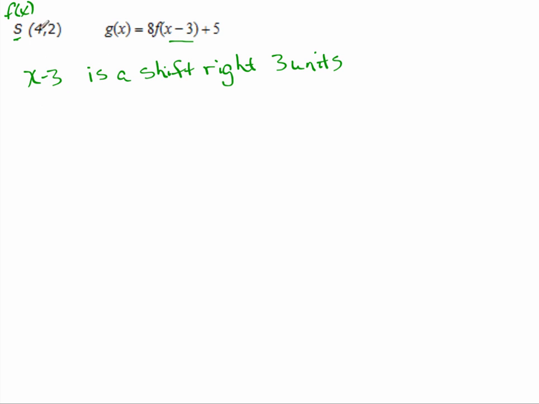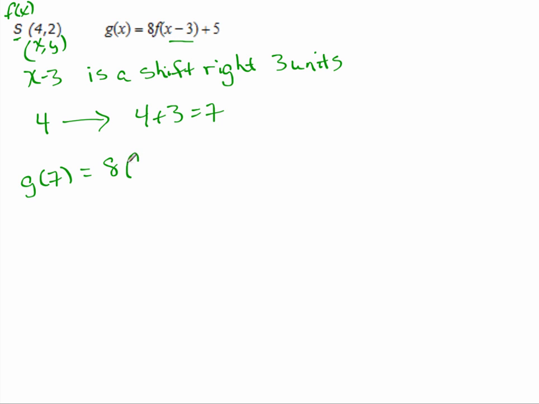So if I take the point 4, 2, where this is my x value and this is my y value, what happens to 4? 4 under g becomes a shift to the right 3. So we're going to add 3. So my new x value is going to be 7. Next, I want to evaluate g at 7. Let's see what happens there. This is going to be 8. Now, everywhere I have an x, I'm going to put in 7.